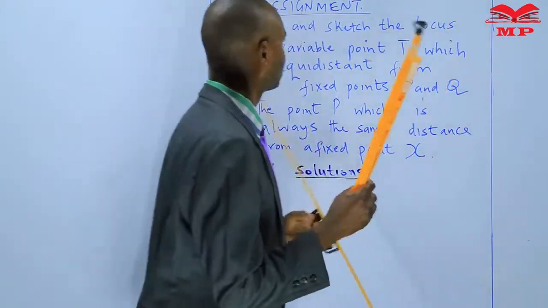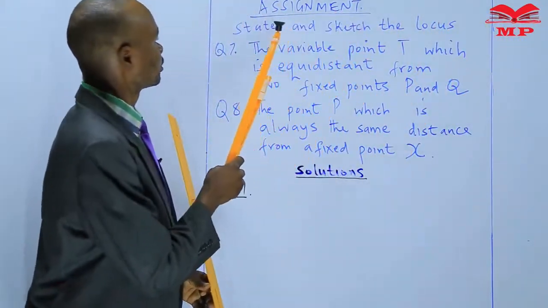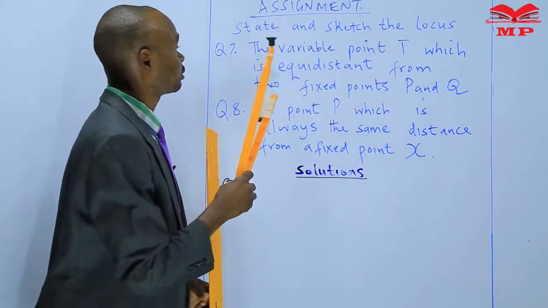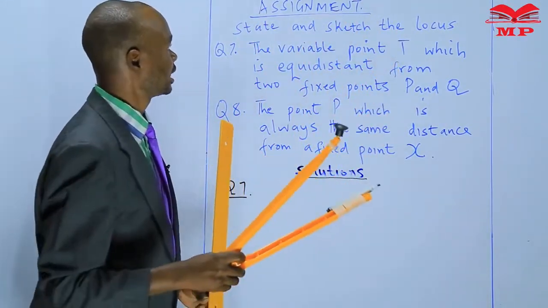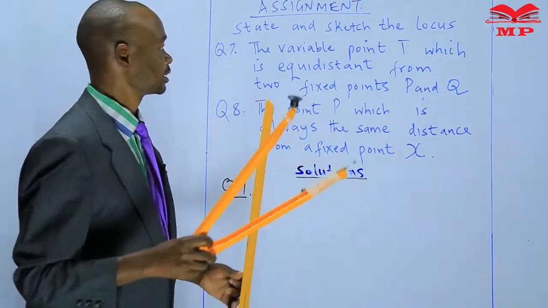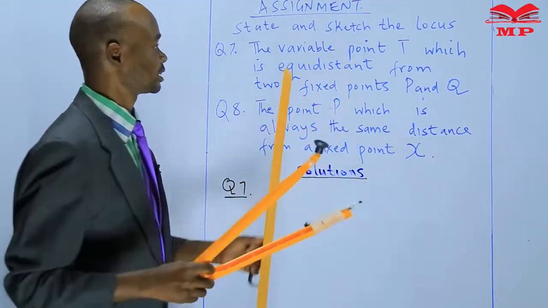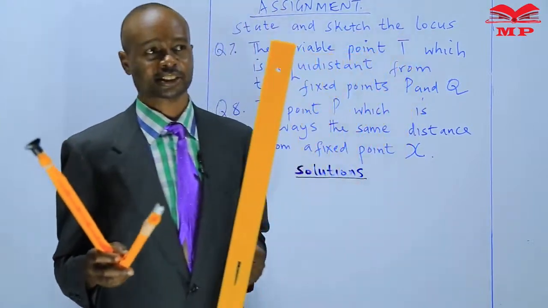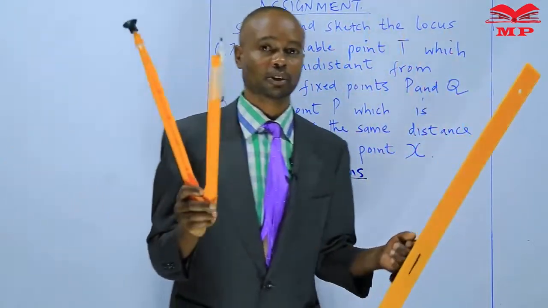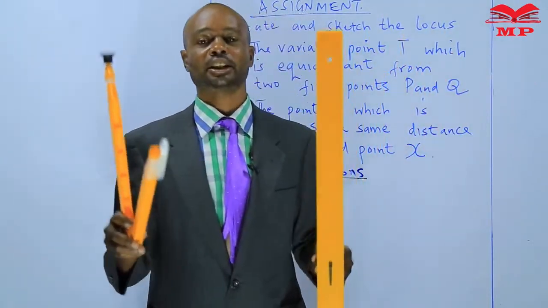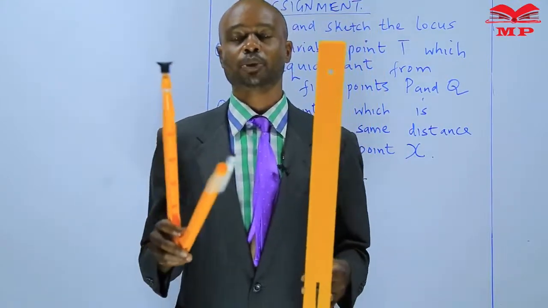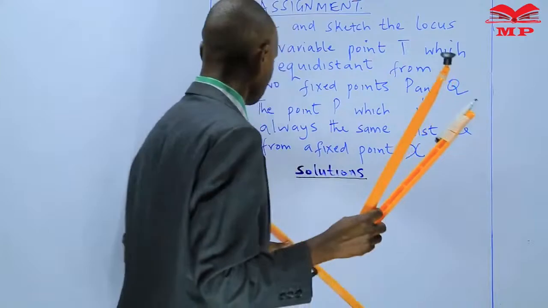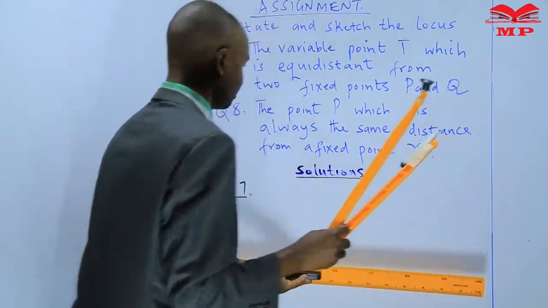So we go to the question. The variable point t, which is equidistant from 2 fixed points P and Q. There is a word there, equidistant. That's in fact the law. Another simplification of the word equidistant is at equal distances. Equidistance, at equal distance from the 2 points. So I'll go straight to that.